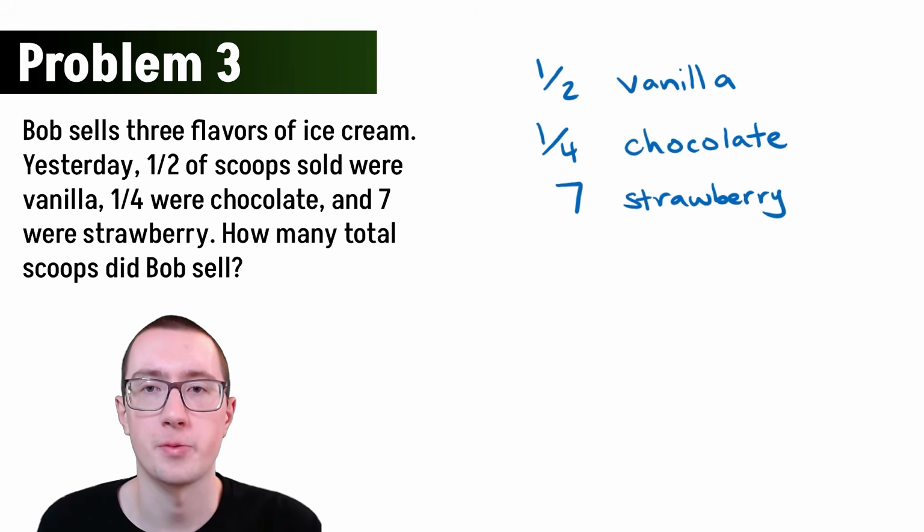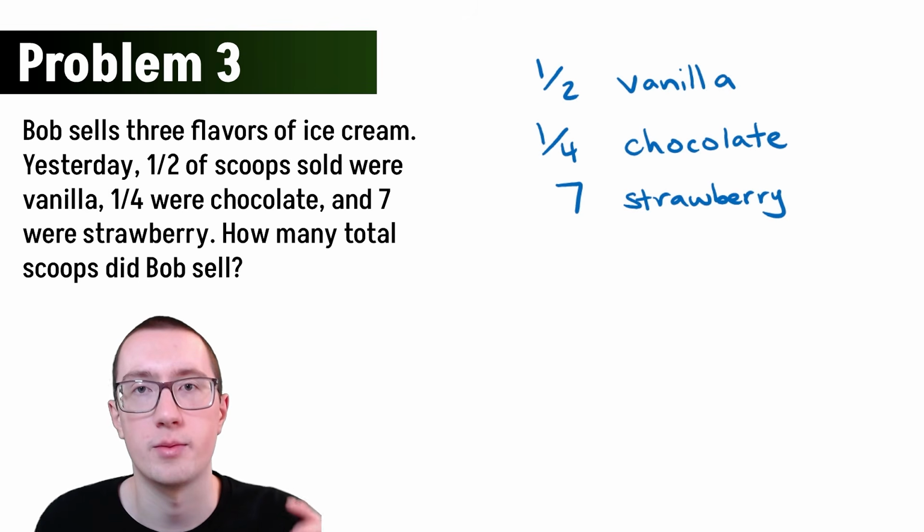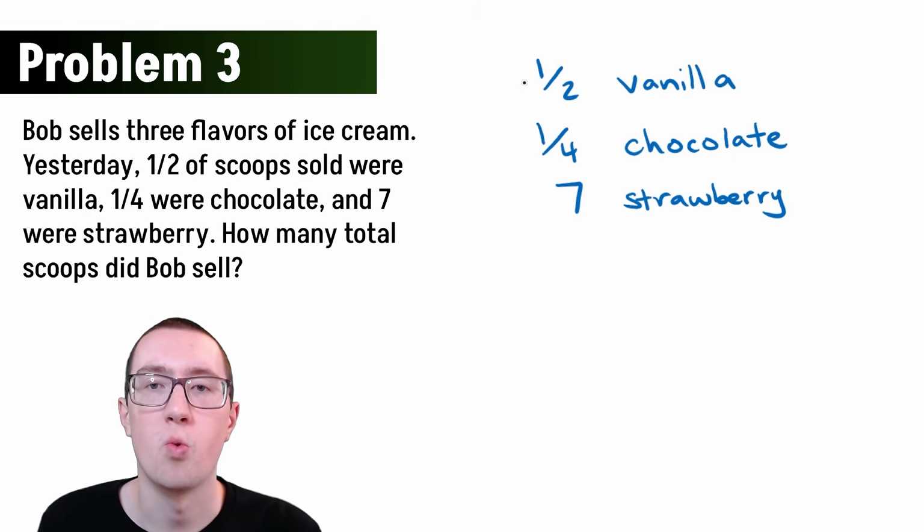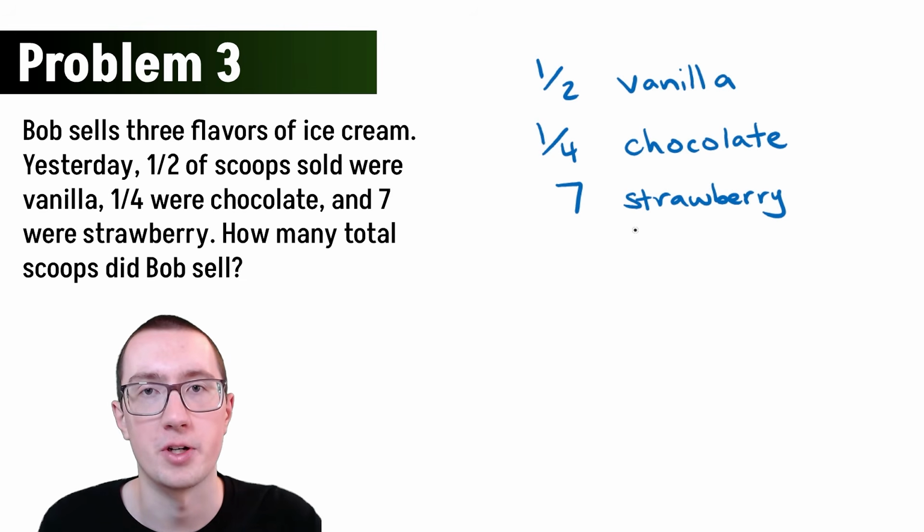So where do we start with this? Well, the way that I think we should start is we should figure out what fraction 7 is. What fraction is strawberry? And remember that the fractions should all add up to 1, to 100%. So 1/2 of the scoops sold were vanilla, and 1/4 were chocolate. So what's left over for strawberry?